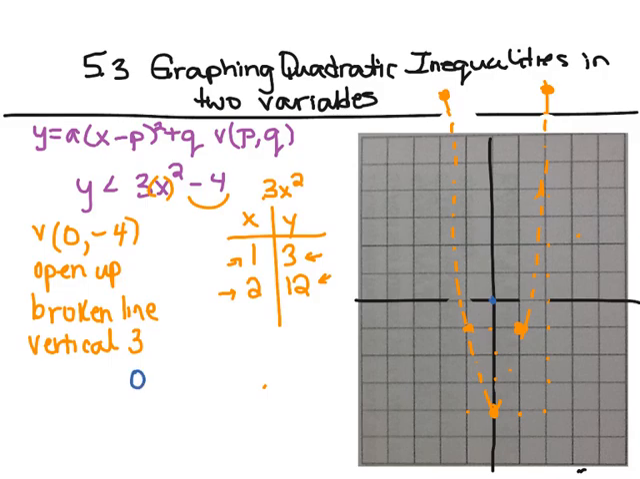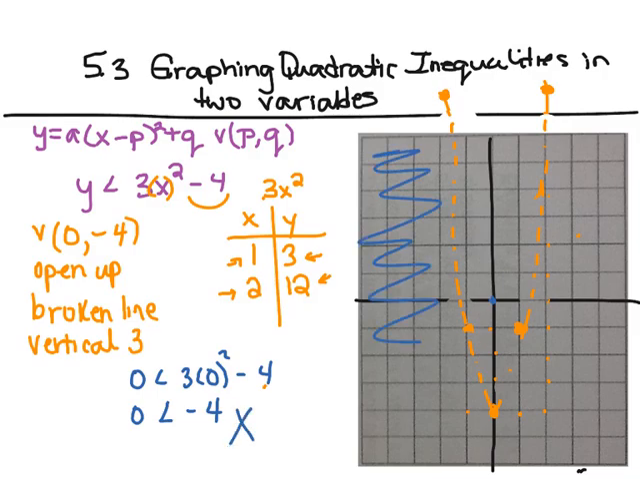Now we're going to test our origin to see if it is included. So 0 is less than 3 times 0 minus 4. So 0 is less than negative 4. This is not true, so it does not satisfy, so we shade the outsides.